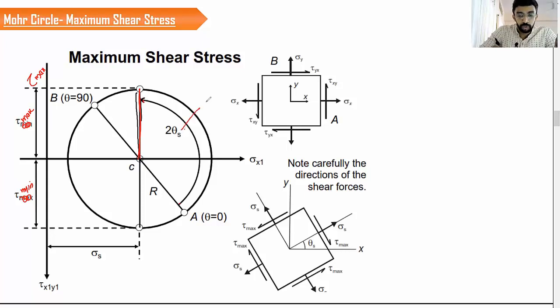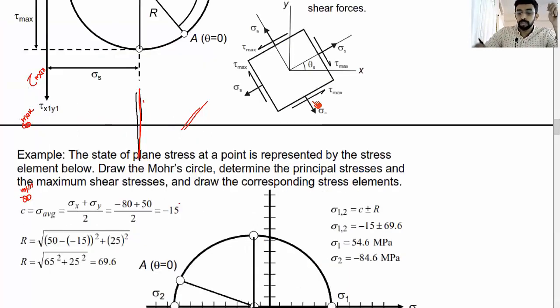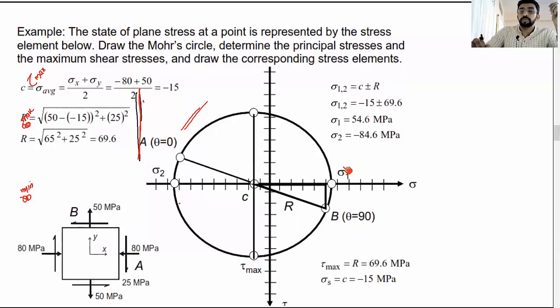So the actual angle is going to be half of this angle measured in the Mohr circle. So this is how we find the normal stress, shear stress, maximum principal stress, minimum principal stress, maximum and minimum shear stresses, and their corresponding angles in the Mohr circle. So you practice, you take a question, you practice it, and get the values.